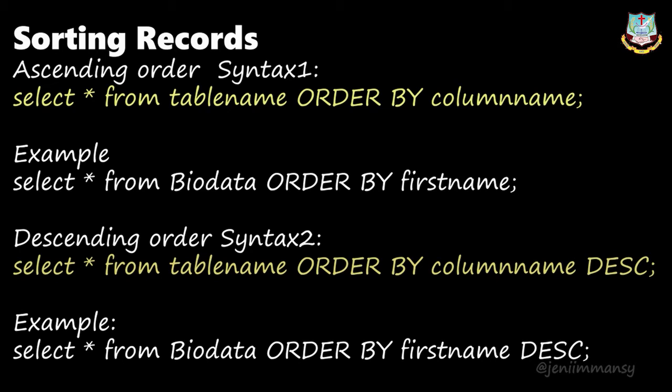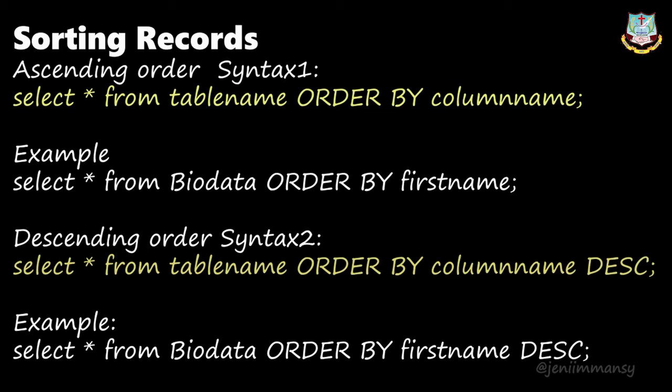Okay, for that the syntax is select star from table name order by column name. And to get it in descending order, we can give this as select star from, and you have to give the table name here, order by, then column name, and if you need it in descending order you have to give DESC. If you need ascending order, you need not give this. If you need it in descending order, you have to give this command also, DESC.